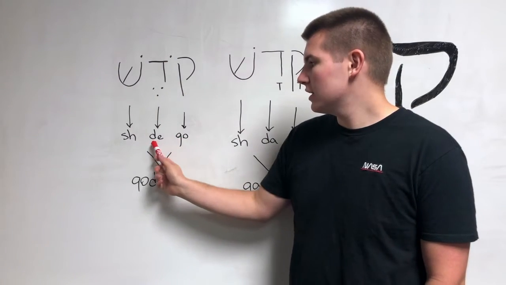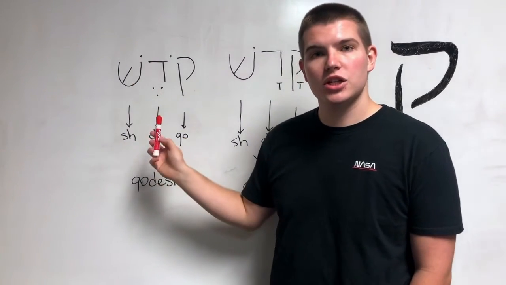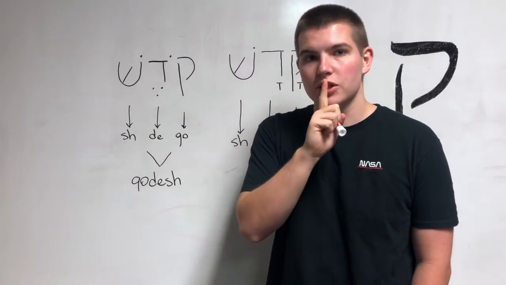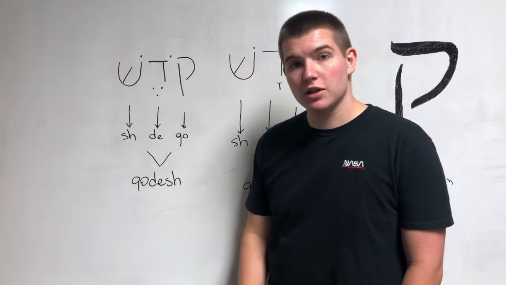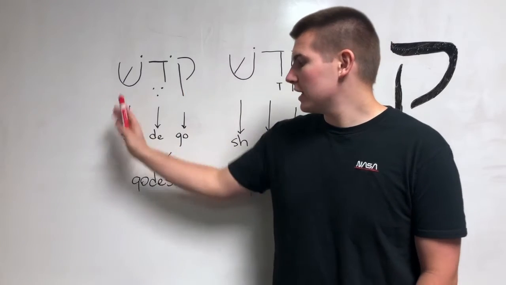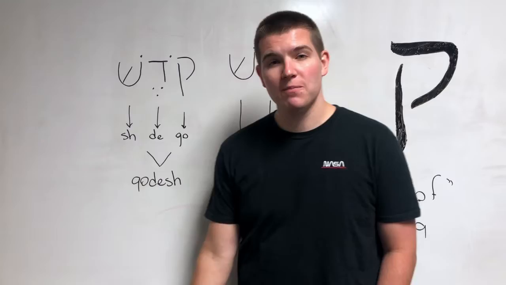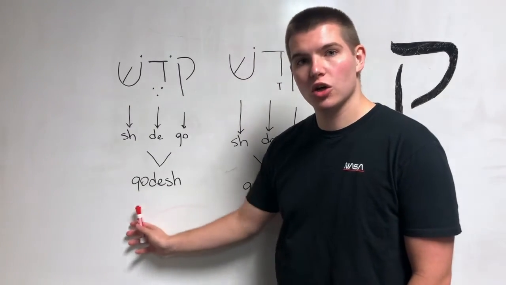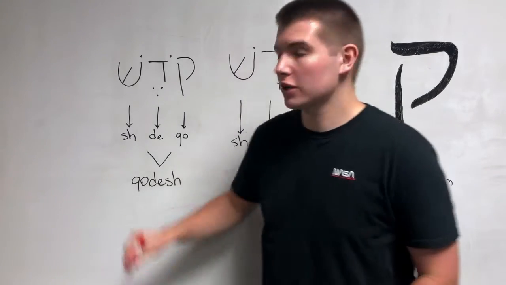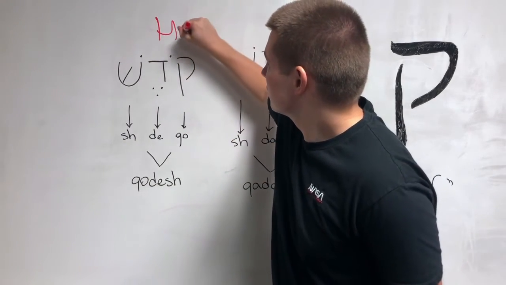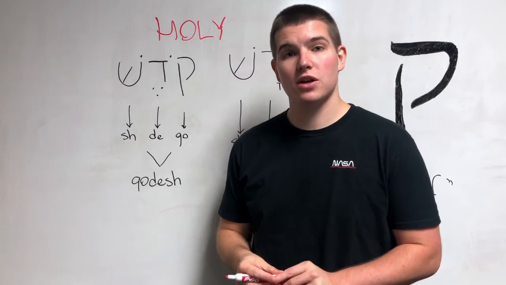So we have ko, then we have de, and then you end with the shin, which makes a sh noise, like you're shushing someone. Shh. So we have ko, de, sh. And when you put it all together, remember we read right to left, it comes out to Kodesh. Kodesh. You can say that with me. Kodesh. Kodesh. Right there. And this word is the Hebrew word for holy. This word means holy.